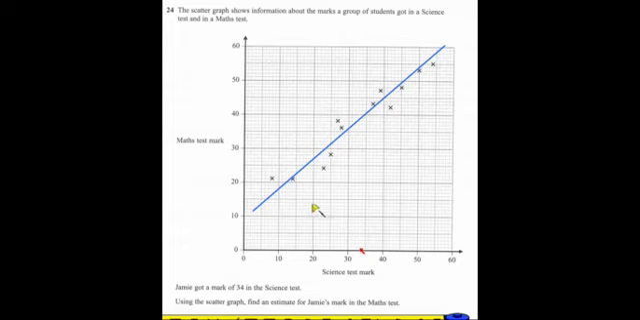Now it is only an estimate, therefore when you use your own line, you read up from 34 and where it meets the line here is going to be your estimate for his maths test. In my example here, it looks as though he scored about 39. Depending on exactly where you draw your ruler line, you may have a slightly different answer, but it is only an estimate. Question 25. The table gives information about the times taken in seconds by 18 students to run a race. We need to work out an estimate for the mean time and give our answer to 3 significant figures.